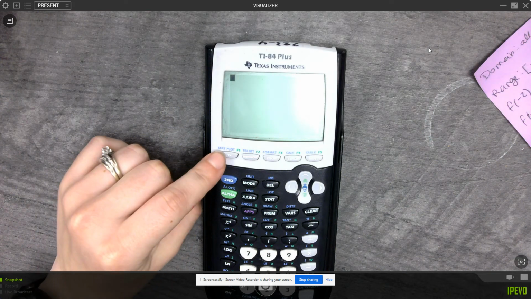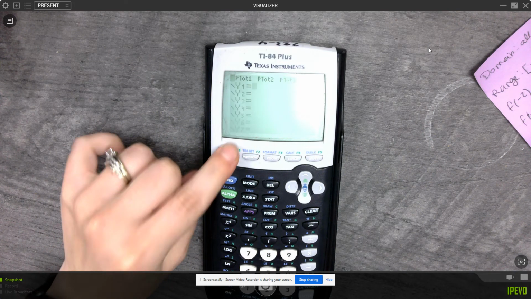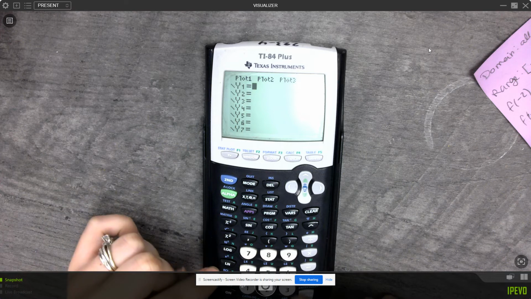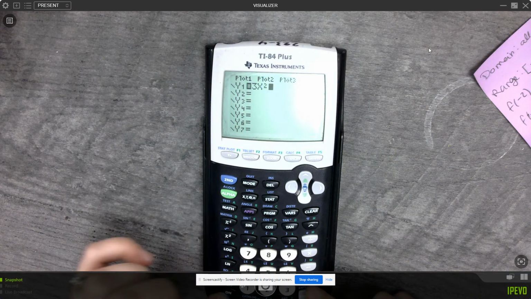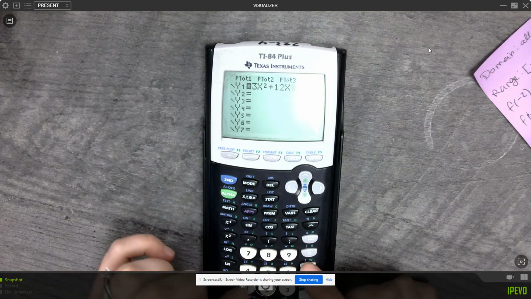So first right here is a button that says y equals, you're going to go to that. And you need to type your function in. It was 3x squared plus 12x minus 7.